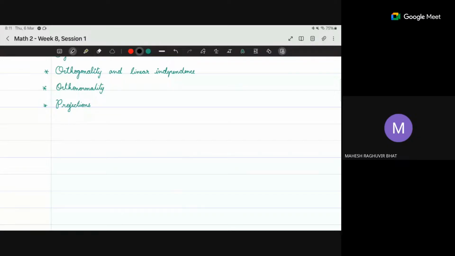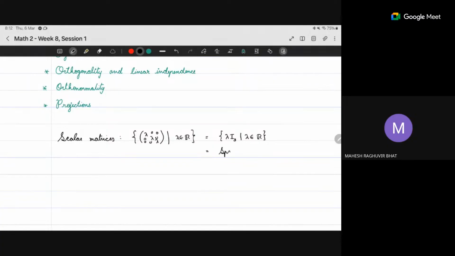So for scalar matrices, the set of scalar matrices in any dimension, I'll use three-dimensional space for now. It will be of the form lambda, lambda, lambda, and everything else is 0. This is scalar matrices. Or I can write it as lambda times I3, where I3 is the identity matrix. But what is lambda times I3? As lambda varies, isn't this just the span of the singleton I3?